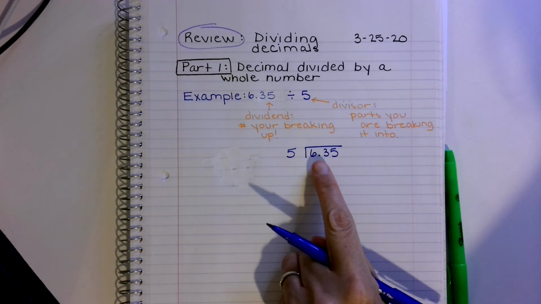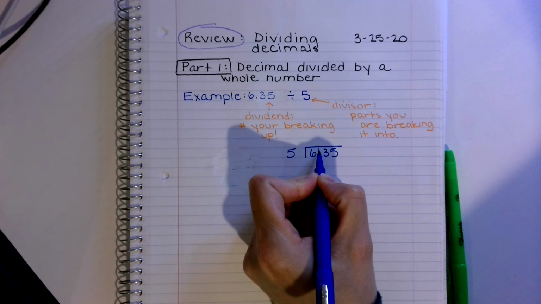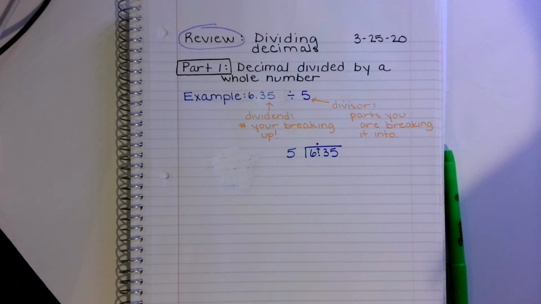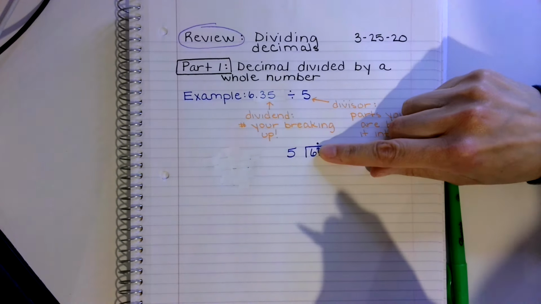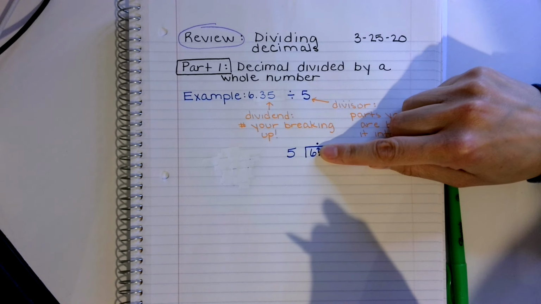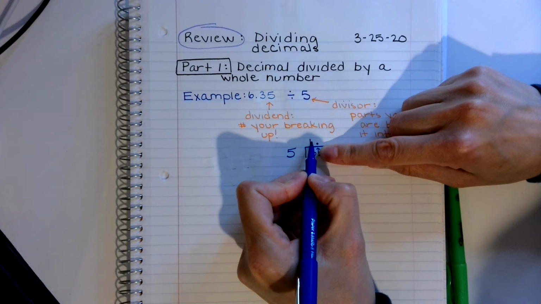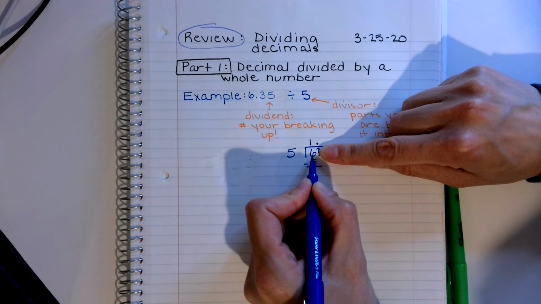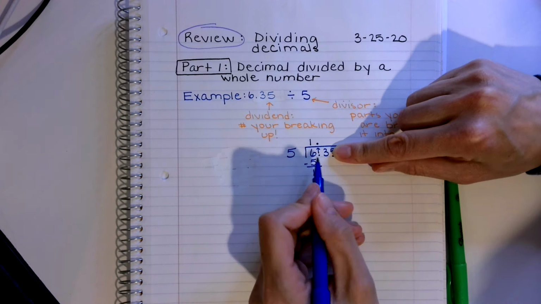Okay, so when you have your decimal inside this bracket, all you need to do is move your decimal straight up. And then you just divide like normal. So cover it up as you go. How many times can 5 go into 6 without going over? Once. Because 1 times 5 is 5. 6 minus 5 is 1. Slide your finger over. You do not need to bring this decimal down. You already moved it up.